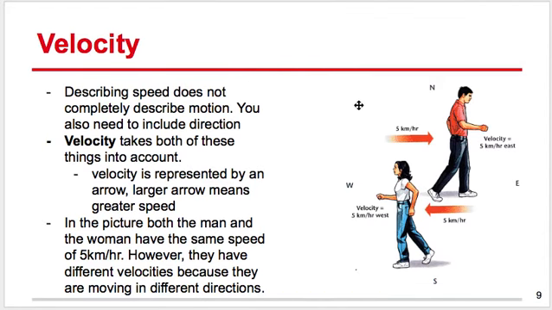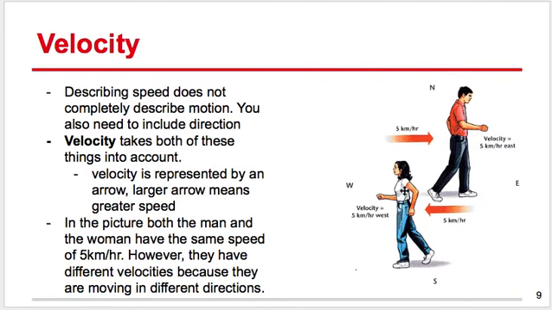You're going to see arrows a lot in the upcoming chapters. We use it for velocity, acceleration, force, and the bigger the arrow always means the greater the value. In the picture, both the man and the woman have the same speed, right? It says 5 kilometers per hour and 5 kilometers per hour. However, they have different velocities because they are moving in different directions.